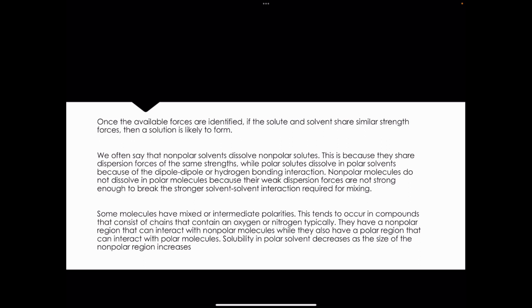Now, some molecules have mixed or intermediate polarities. This tends to occur in compounds that consist of chains that typically contain an oxygen or nitrogen. They have a nonpolar region that can interact with nonpolar molecules, while they also have a polar region that can interact with polar molecules. Solubility in polar solvents decreases as the size of the nonpolar region increases.